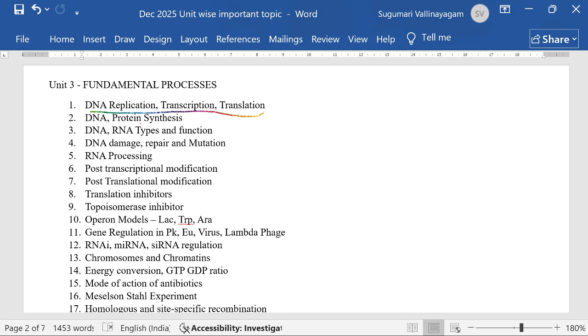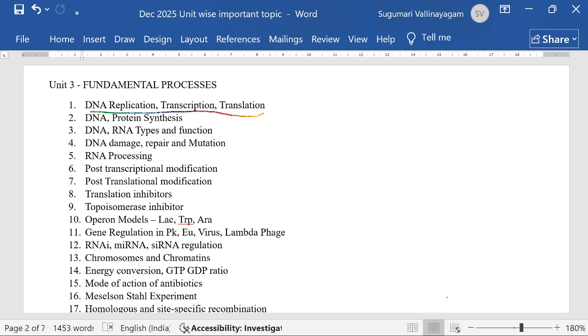These 2 steps are major in DNA synthesis and protein synthesis. Then DNA types, RNA types, DNA damage, repair, mutation systems. RNA processing, that is post-transcriptional modification, post-translational modification, inhibitors and topoisomerase inhibitors. The operon model is very important. And gene regulation in prokaryotes, eukaryotes, and viruses and phages, everything we should study.